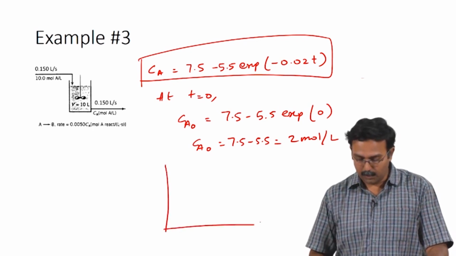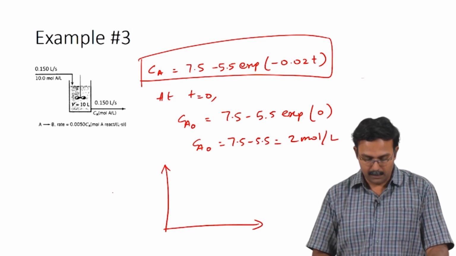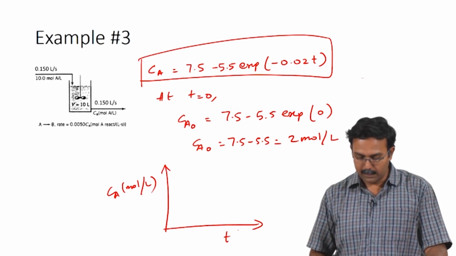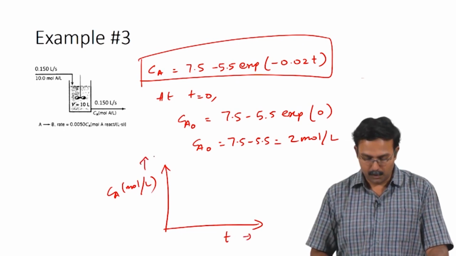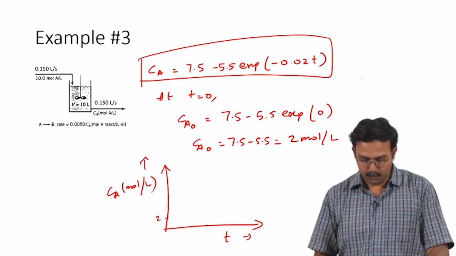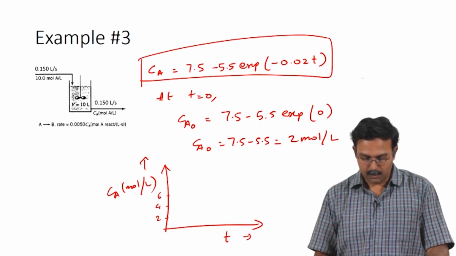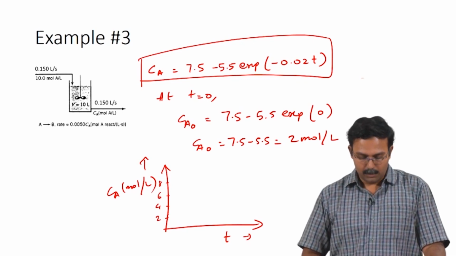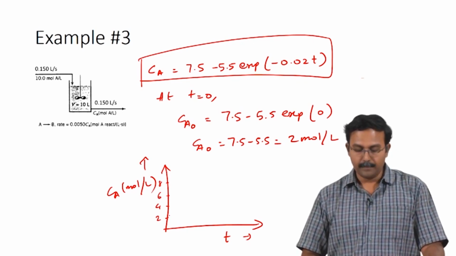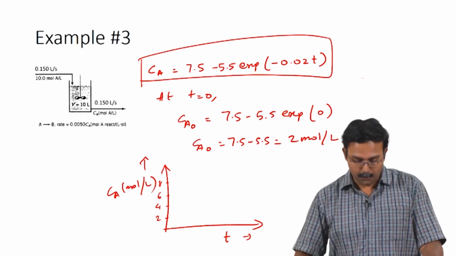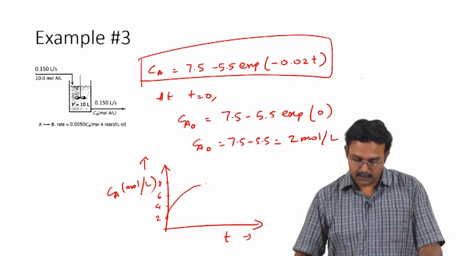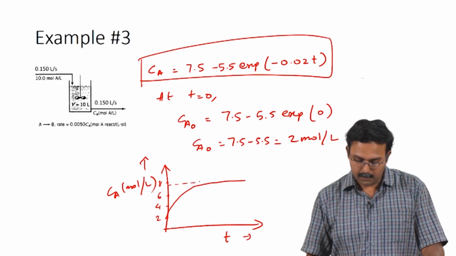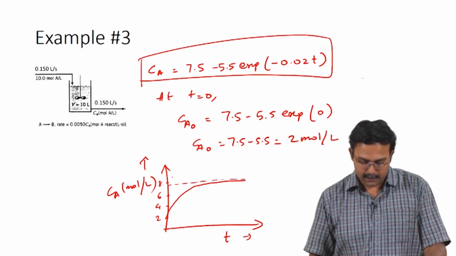So, let us try to plot the curve. This would be Ca in terms of moles per liter and this would be time as time goes here. Let us mark the points 2, 4, 6 and 8. At time t equals 0, Ca is equal to 2. So, from here if we were to plot the curve, it would look something like this, where it plateaus off at 7.5 moles per liter.